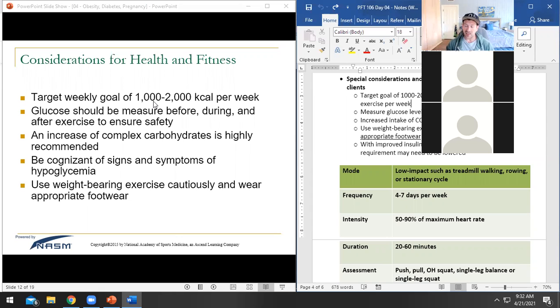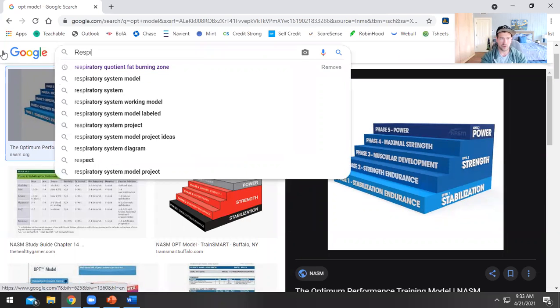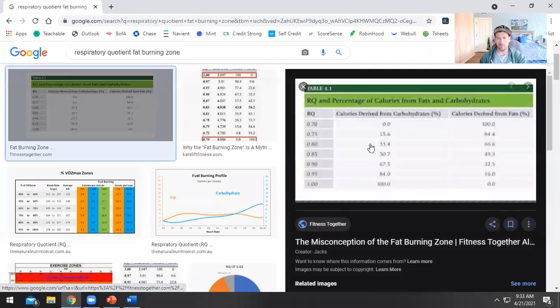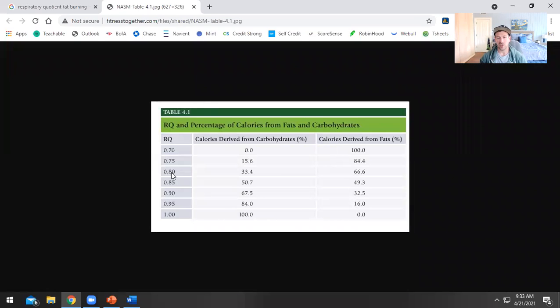some of it's going to be fat. Like when we look at the respiratory quotient chart here, if you are at an RQ of 0.75 or let's say 0.8, 33% of the calories are coming from carbohydrates, 66% of them are coming from fat. That RQ of 0.8 is pretty low intensity. That's probably walking on the treadmill. So you're burning mostly fat, but some carbs, right?